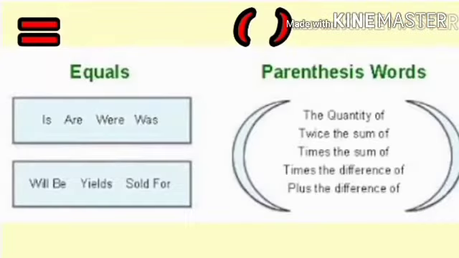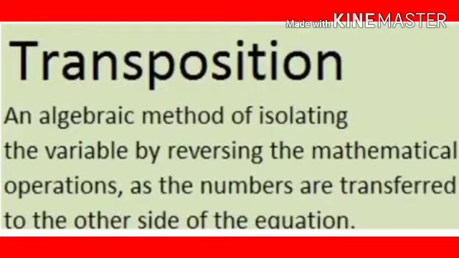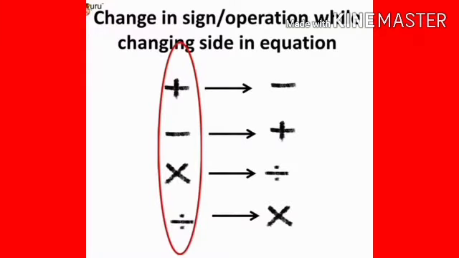And students, listen carefully. Is, or, where, was, will be, yields, sold for, gives are the words that represent the equal to sign. We are using the transposition method to solve an equation. Transposition method, an algebraic method of isolating the variable by reversing the mathematical operations as the numbers are transferred to the other side of the equation. Change in sign. The plus sign changes to minus sign. Minus changes to plus. Multiplication changes to division, and division changes to multiplication.